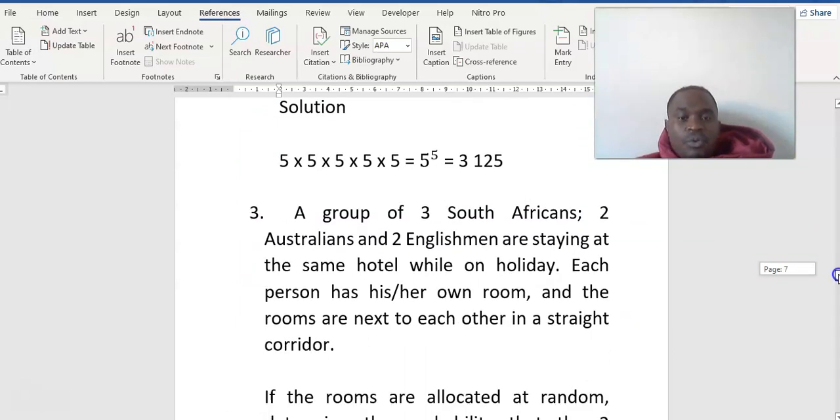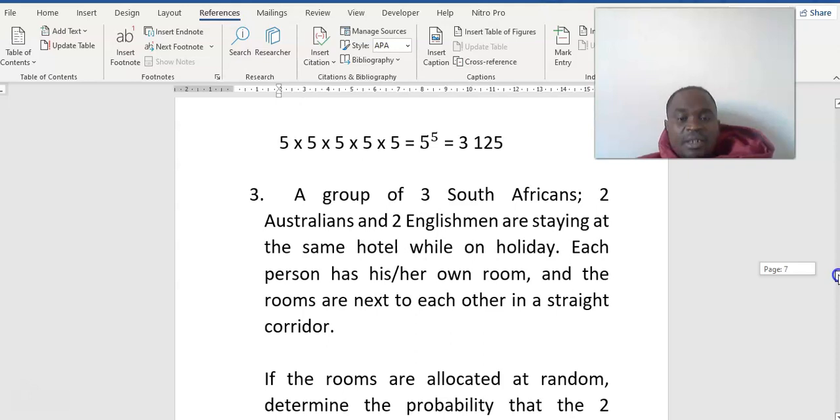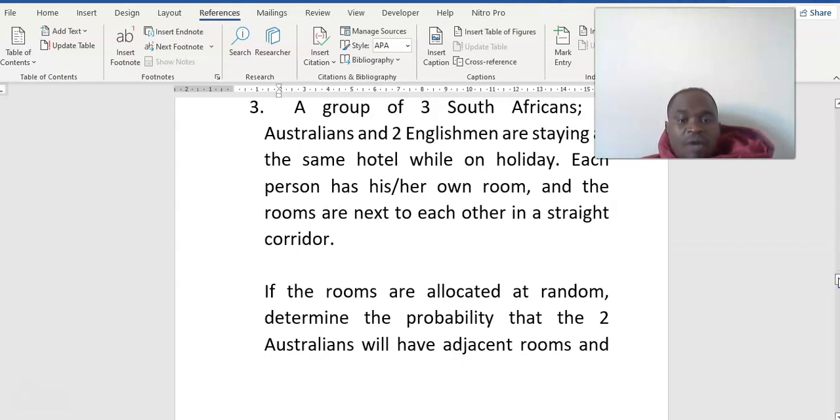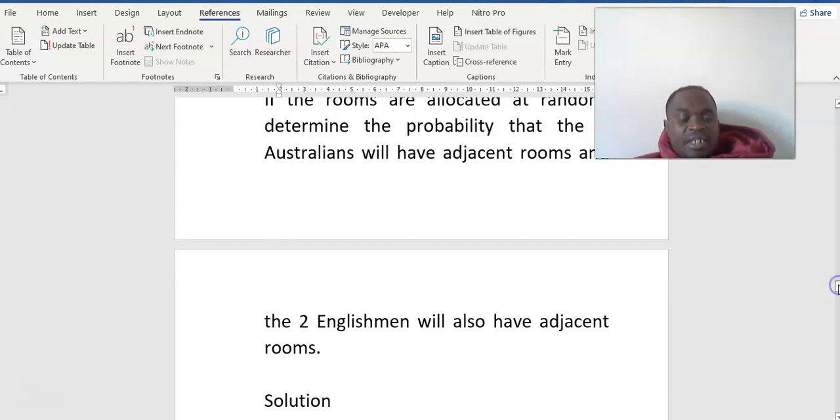Now let's see a group of 3 South Africans, 2 Australians, and 2 Englishmen are staying at the same hotel while on holiday. Each person has his or her own room, and the rooms are next to each other in a straight corridor. If the rooms are allocated at random, determine the probability that the 2 Australians will have adjacent rooms and the 2 Englishmen will have adjacent rooms. So Australians and Englishmen, all of them must have adjacent rooms.